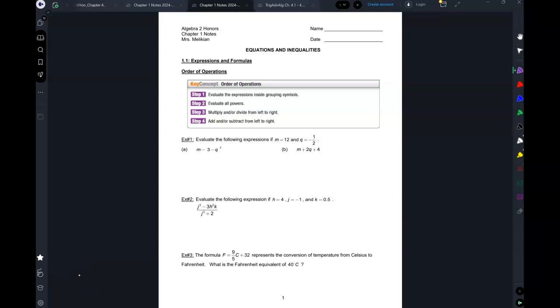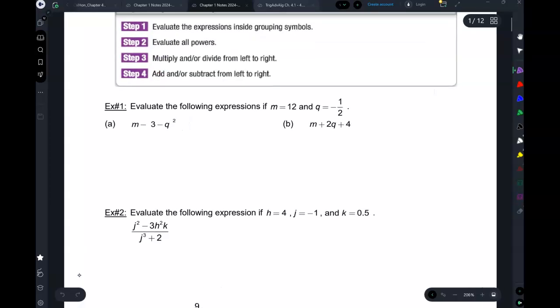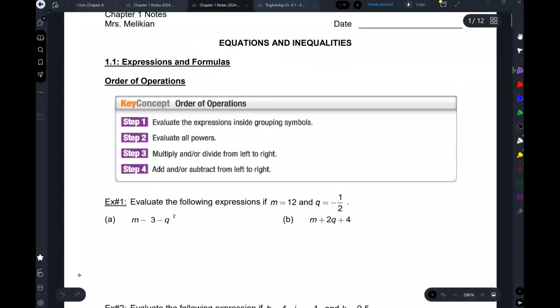Hi everyone. In this section, we are going to cover the first lesson of the year. And it's a lot of review of past material that you've had in previous years. So we're going to start with order of operations, right? And remember, order of operations basically starts with grouping symbols, parentheses, brackets, and so on.